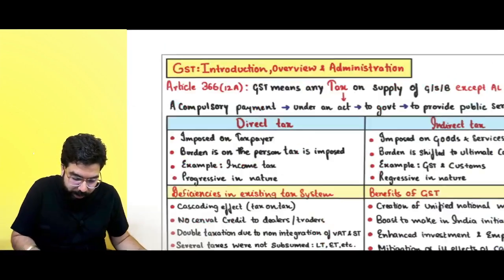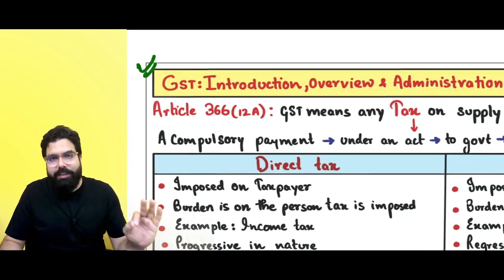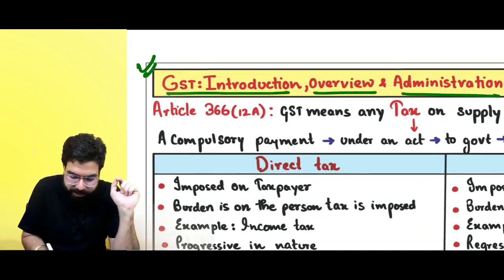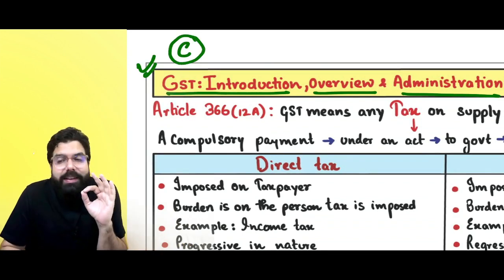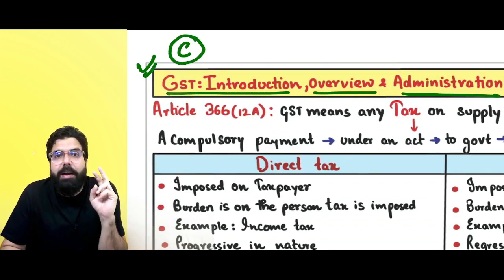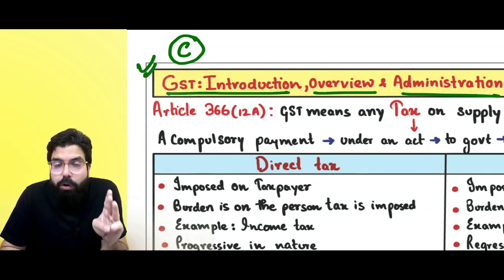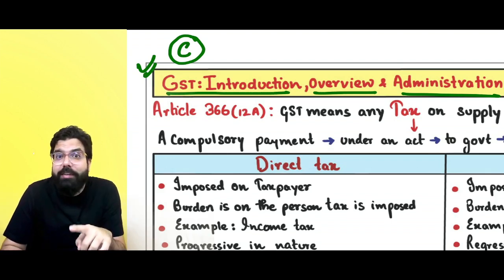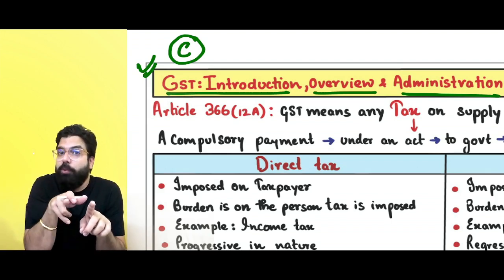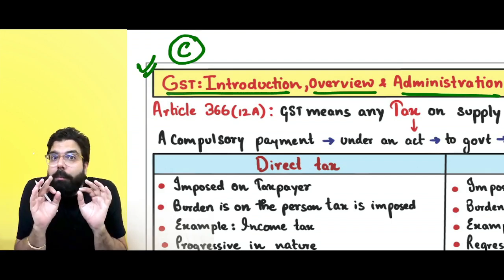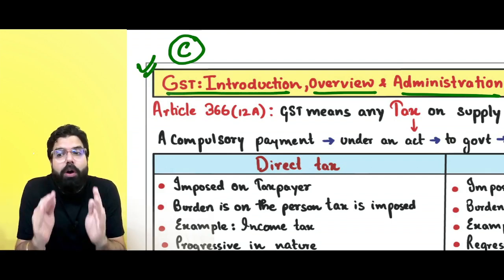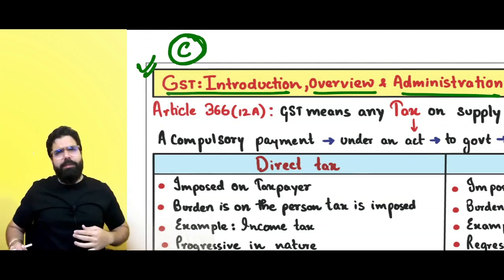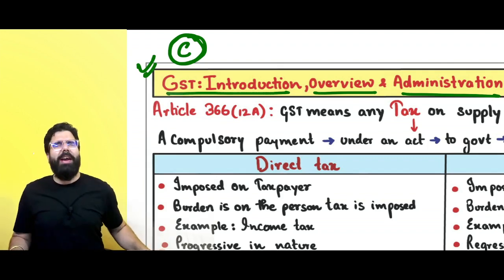The first thing which a student always asks is how important the chapter is. The first chapter, GST Introduction, Overview and Administration, is a C graded chapter. Listen to me carefully, everyone. Whether it is A graded, B graded, or C graded, we are all going to enjoy the chapter and read it well. Because in your exam, if you don't know all the chapters well, whenever a big question comes, you might get stuck somewhere. So learning all the chapters in detail is very, very important.